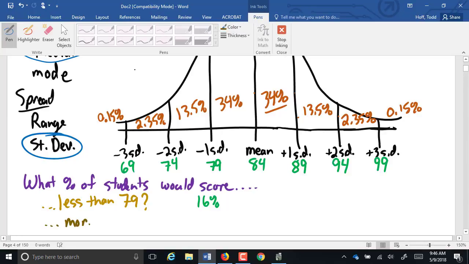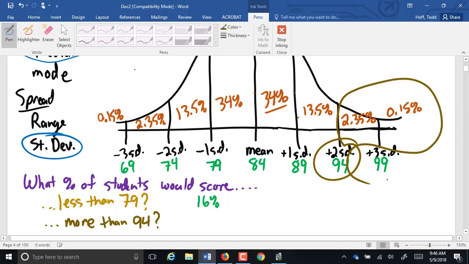What percent of students would score more than 94? Well, I look up here, here's 94, more than would be to the right. If I add those percents together, I would get 2.5%.